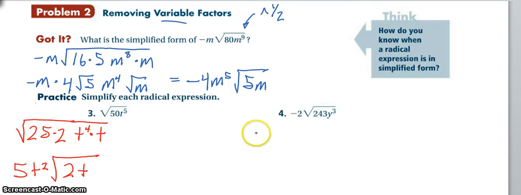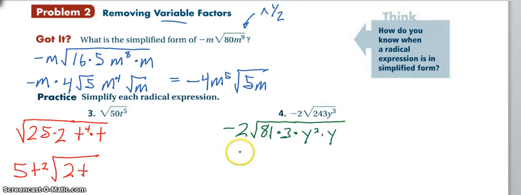So if you have yet to do it, pause and do number 4. Alright, so if we're looking at number 4, I've broken everything up now. The first perfect square that is a product of 243 is actually 81. So 81 times 3 would give us our 243.